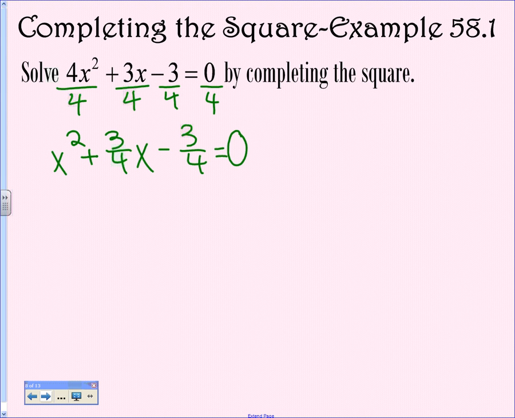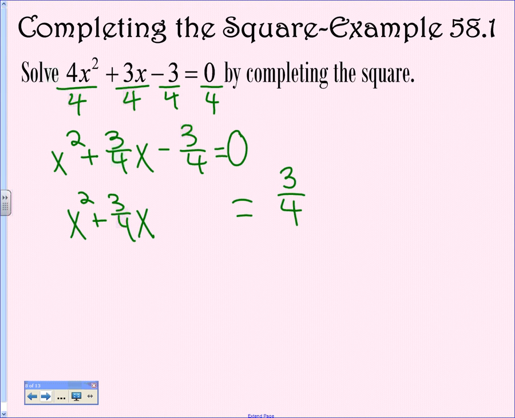Okay? So that is the first step. Now we complete the square just like we've done in the past. So what do we do? Okay, so keep the x squared and the 3/4 x on one side and move the 3/4 over. Now that we moved our number over, what do we do?